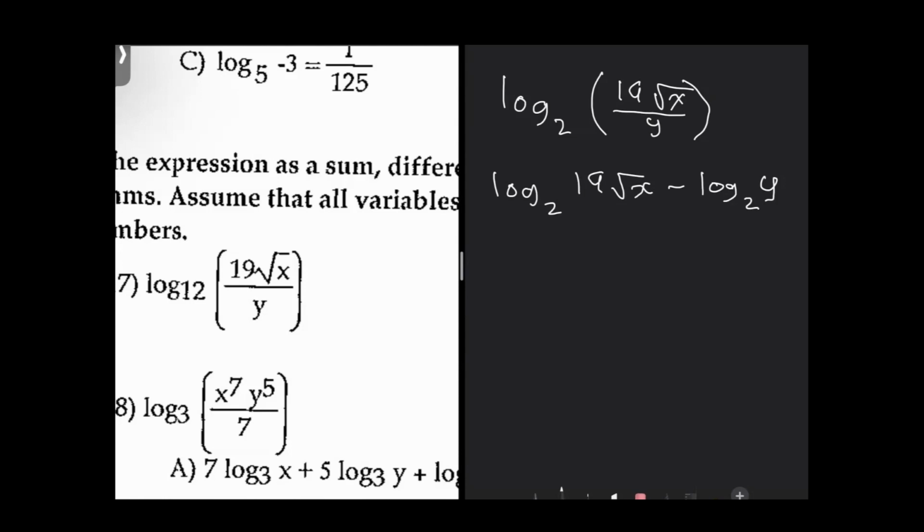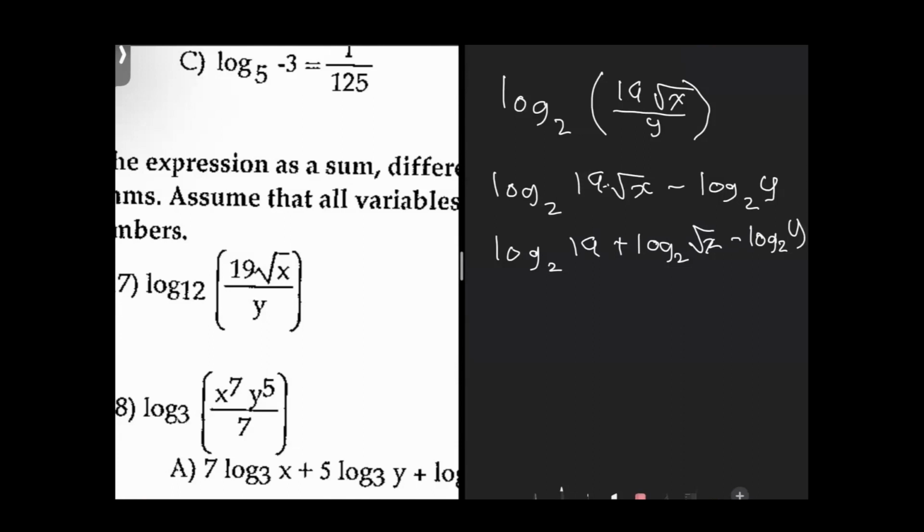But the first part, let's see, what can we do? We have 19 square root of x. Technically, what operation do we have in the middle? It's multiplication, so we'll have to use the product rule. To expand this, we would add. So we have log base 2 of 19 plus log base 2 of square root of x, minus log base 2 of y.